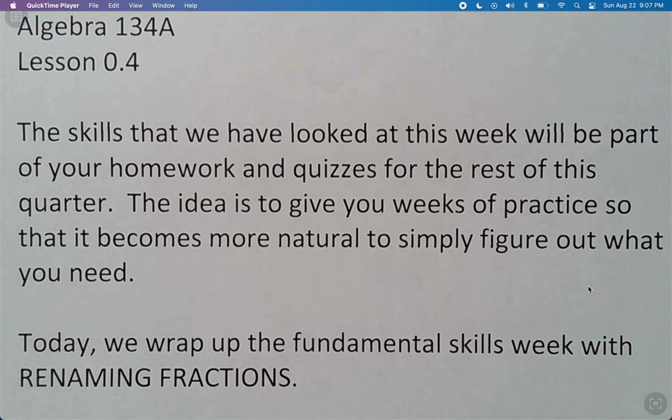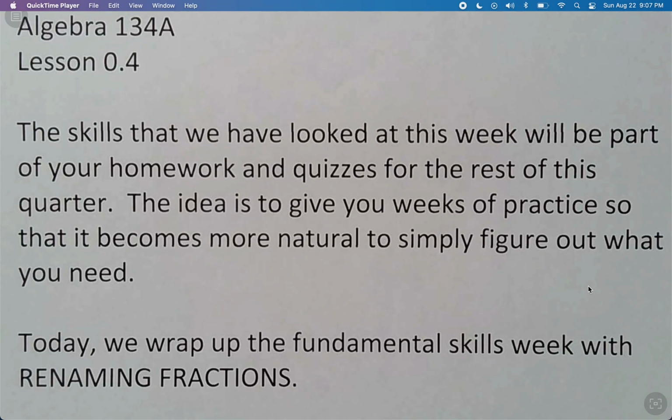Skills we've looked at this week will be a part of your homework and quizzes for the rest of this quarter. The idea is to give you weeks of practice. So one way to do things would be for me to give you 50 questions on one worksheet, which of course is just ridiculous. Nobody's going to want to do a 50 question worksheet of the same thing.